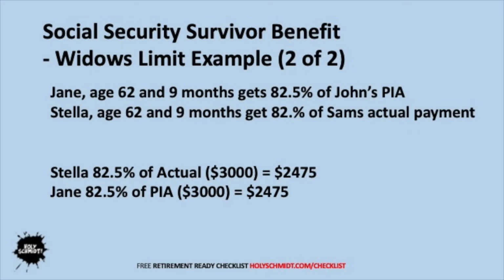The person behind the counter says, yes, you're also 62 and 9 months, and your husband, John, was receiving $2,100, but you too get 82.5% of the primary insurance amount because you did wait until age 62 and 9 months, so your payment is $2,475. Jane smiles, says thank you. Stella looks at her kind of sideways, and they both walk out the door and go have lunch together.